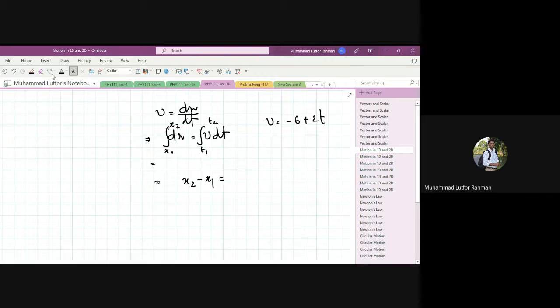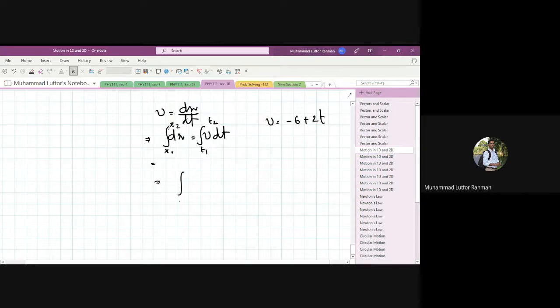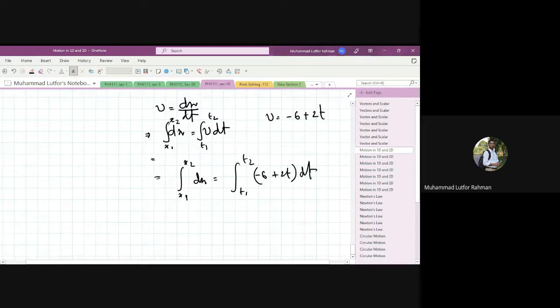I made a jump over here. I'm sorry. I should write down one more line so that you can understand. I'll write the integral from x1 to x2 of dx equals the integral from t1 to t2 of v, which is minus 6 plus 2t, dt. You can find that this would be the integral of minus 6 dt from t1 to t2, plus the integral of 2t dt from t1 to t2. That's how I can find the displacement at that particular amount of time. So you can do the integration in that way.